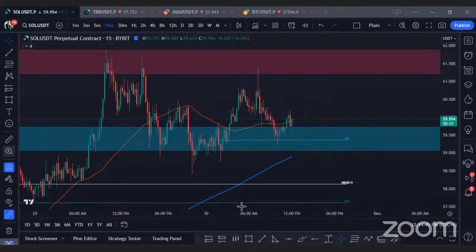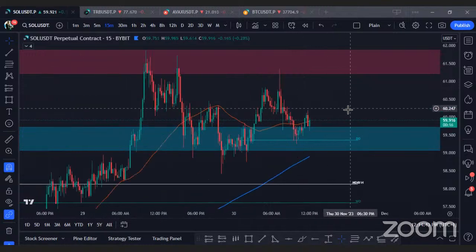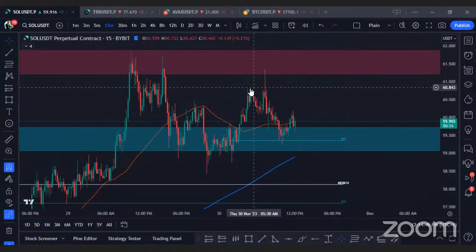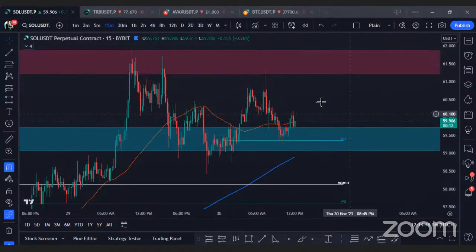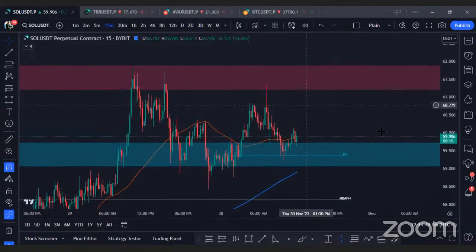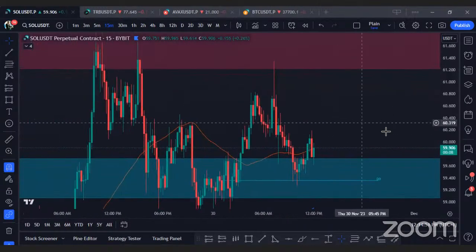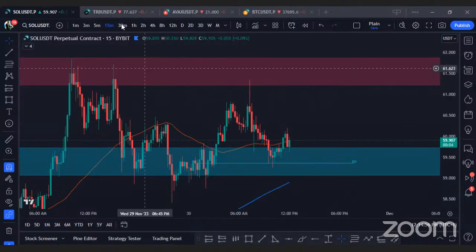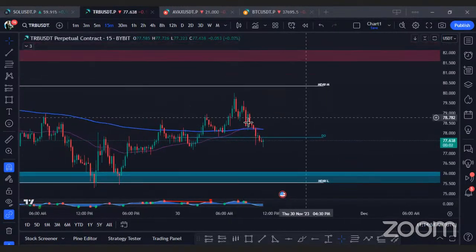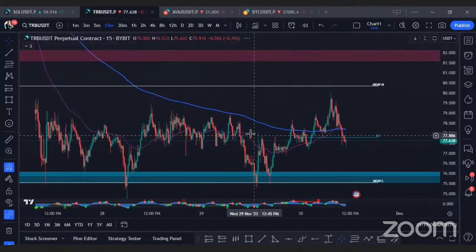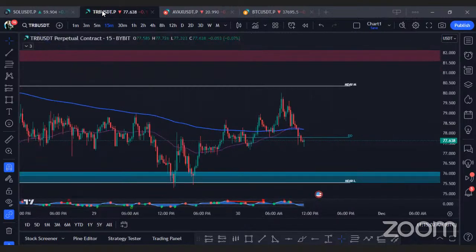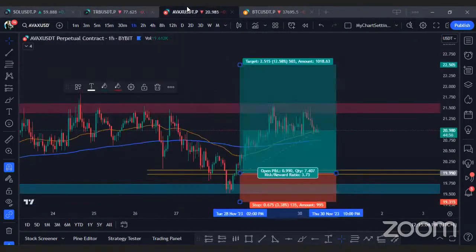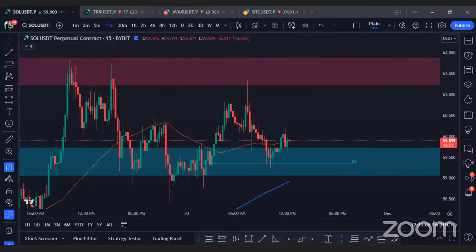Yeah, Solana go, Solana go. I need Solana. Can I get 60.7 or even the $61 level? I don't know. Let's see how that goes. TRB, still holding. AVAX, let's see how it goes.